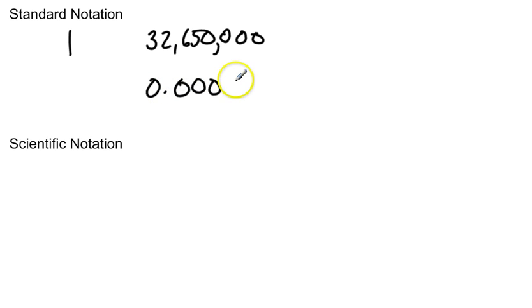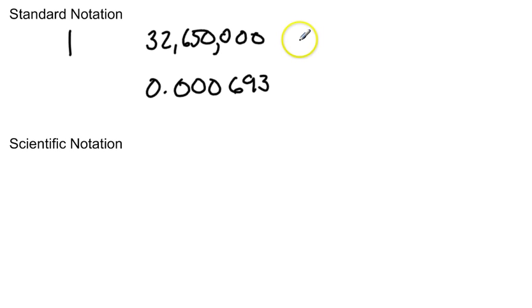Now, just so you know, standard notation is the fancy way of saying plain old numbers. So the number 1 or 32,650,000. That's a number in standard notation. Or 0.000693. Again, all numbers in standard notation. Any number that you write out is a number in standard notation.